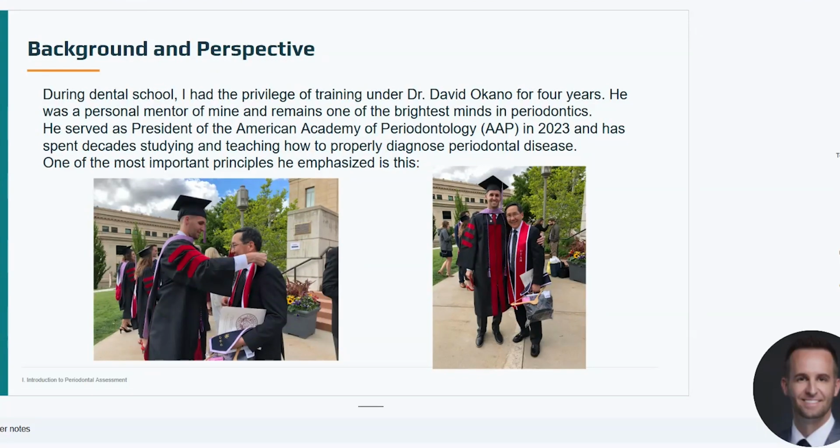He served as the president of the AAP in 2023, and he has spent decades in private practice and in academia teaching how to properly diagnose periodontal disease. This photo here is of me giving him my stole of gratitude at graduation, because he was such a great mentor to me. We spent many hours talking about periodontics, going through many questions and many of the scenarios and types of discussions I'm going to be having with you in this presentation today.